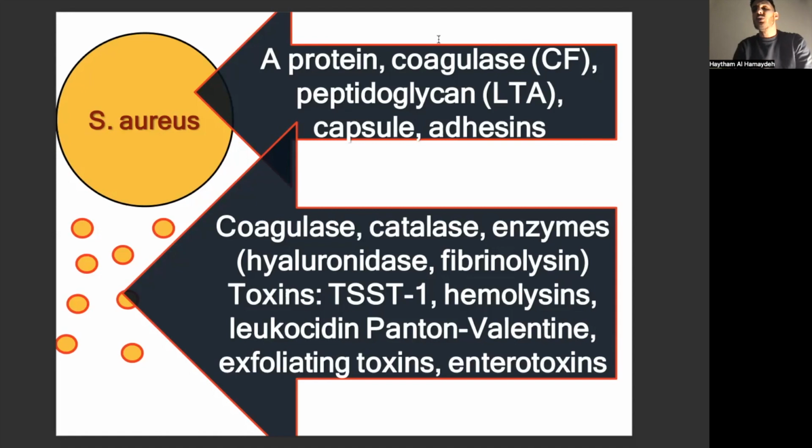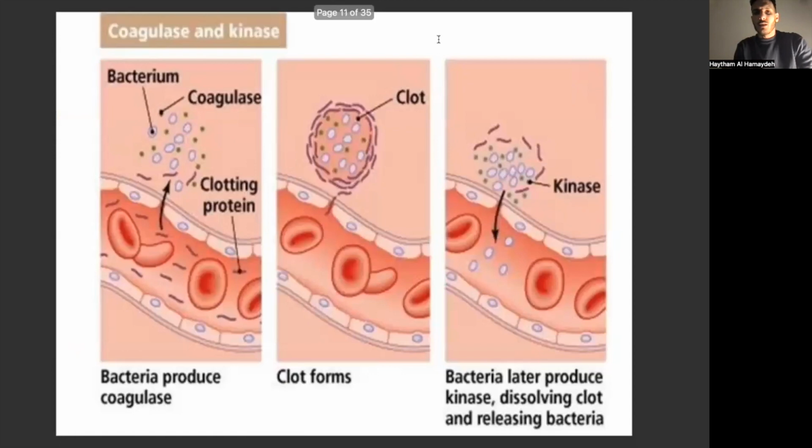The more superficial, it will cause more superficial things like carbuncles or furuncles. But if it goes deeper, it can cause things like cellulitis. And if it reaches the blood, it can cause many other things that can be very harmful to us. And I'll show you guys in a bit.